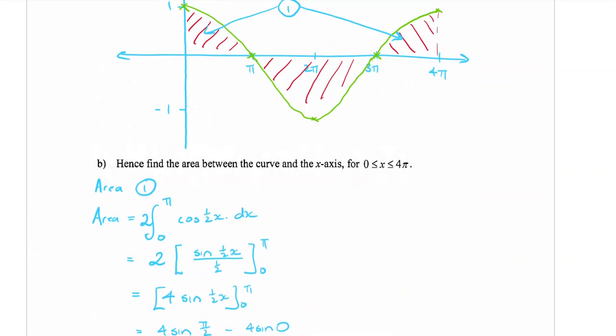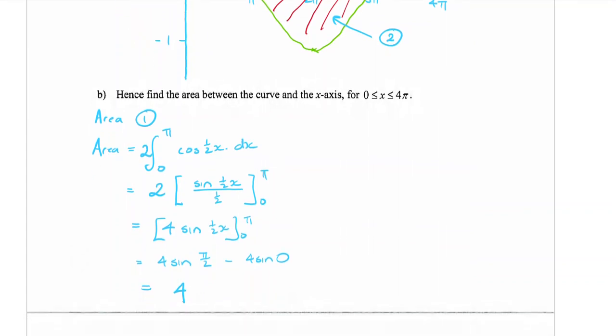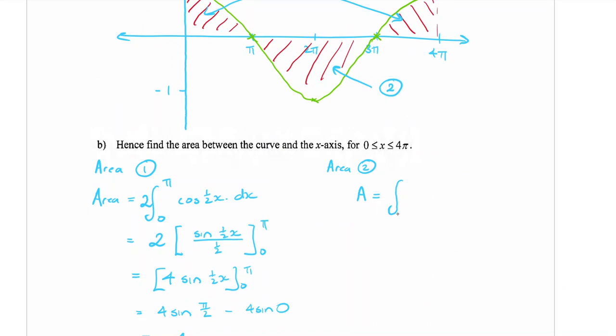Let's do area 2 being this negative part down here. You might already know what that's going to be, but we're doing it separately because it's negative. So area 2, the area is going to be equal to the integral from pi to 3 pi of cos of half x dx. Now, we've already integrated this, so it's going to be the same thing. Cos integrates to sine of half x over a half.